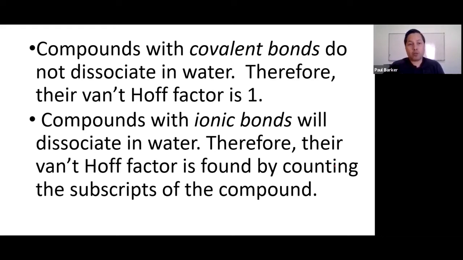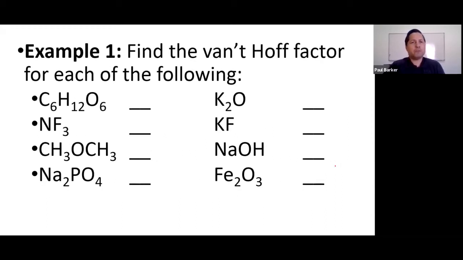Compounds with ionic bonds will dissolve or dissociate in water. Therefore, their Van Hoff constant is found by counting the number of subscripts in that compound. So let's go ahead and take a look at some examples. In example 1, they ask you to find the Van Hoff factor for each of the following.